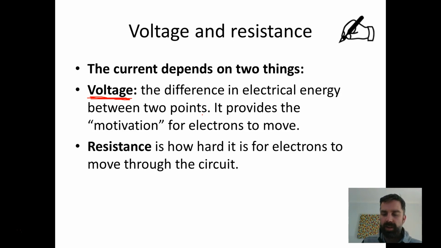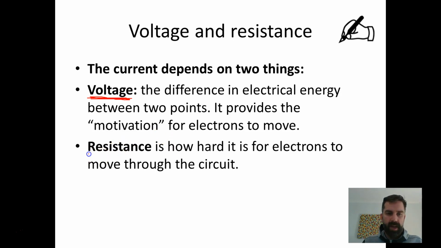Okay, so we know there are some circuits and things out there that could be up in the thousands of volts. The power point in a wall is 240 volts. A small battery is only 1.5 volts. So voltage can differ quite a bit depending on what you're doing.